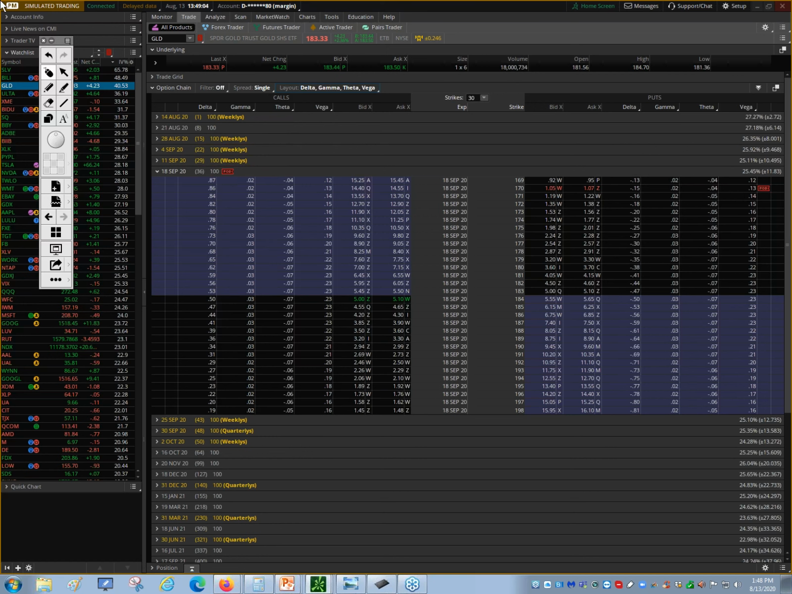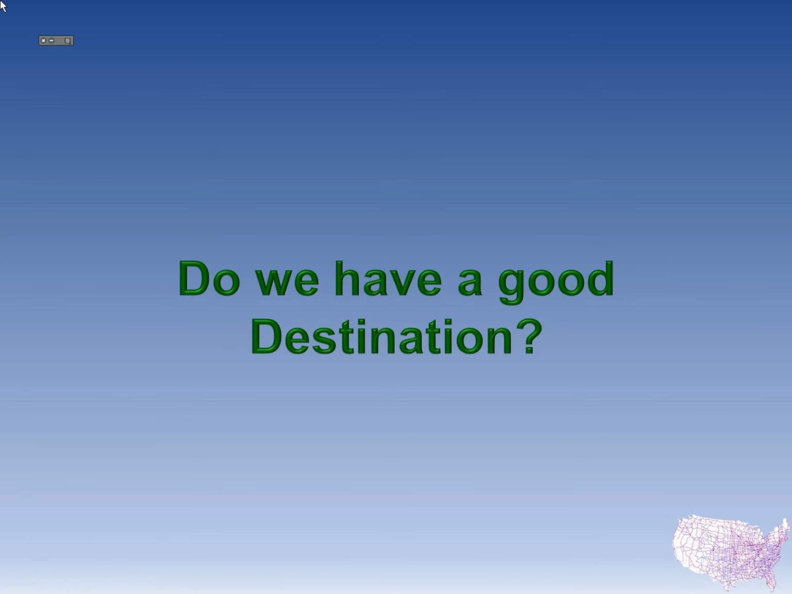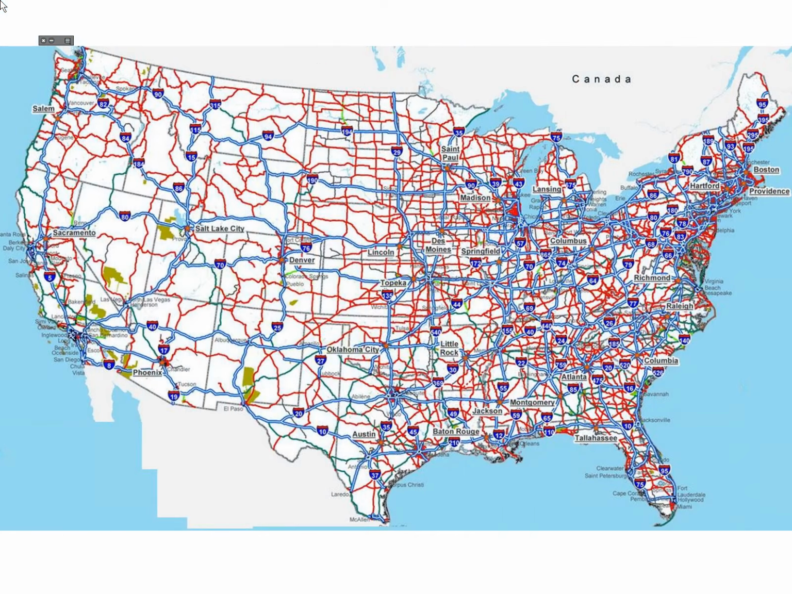All right, so do we have a good destination? Well, I have a bullish assumption in GLD. I want to go north. Yes, GLD is a good destination for trading options, okay? All right, so we have a good destination. That means GLD is good. GLD checks off that whole list there, all right?